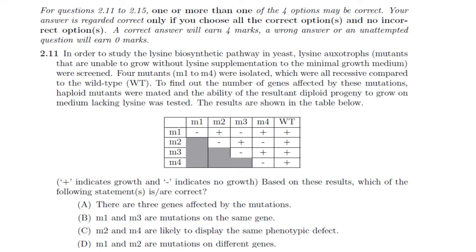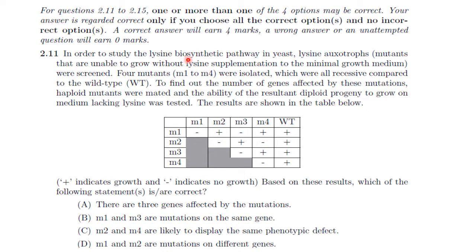Now next question. For questions 211 to 215, one or more than one of the four options may be correct. Your answer is regarded correct only if you choose all the correct options and no incorrect options. A correct answer will earn 4 marks, a wrong or an unattempted question will earn 0 marks.